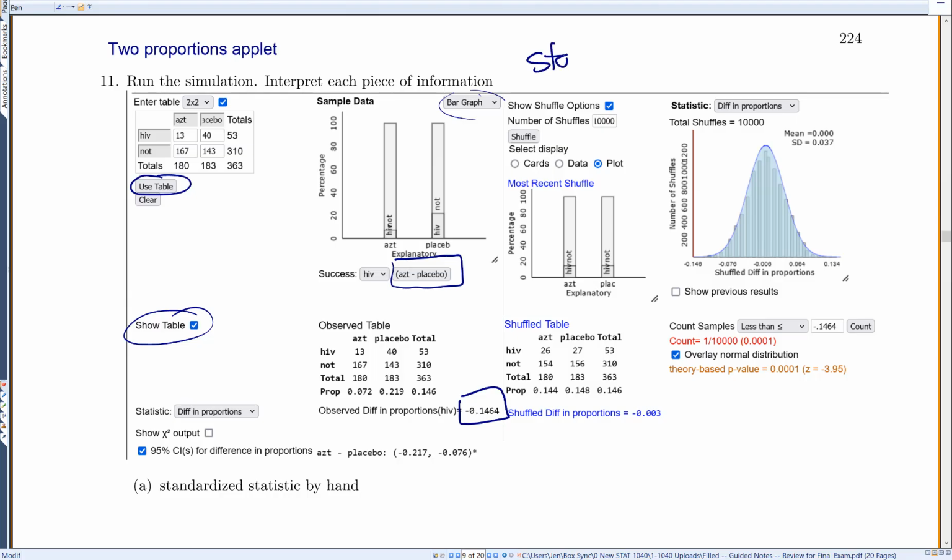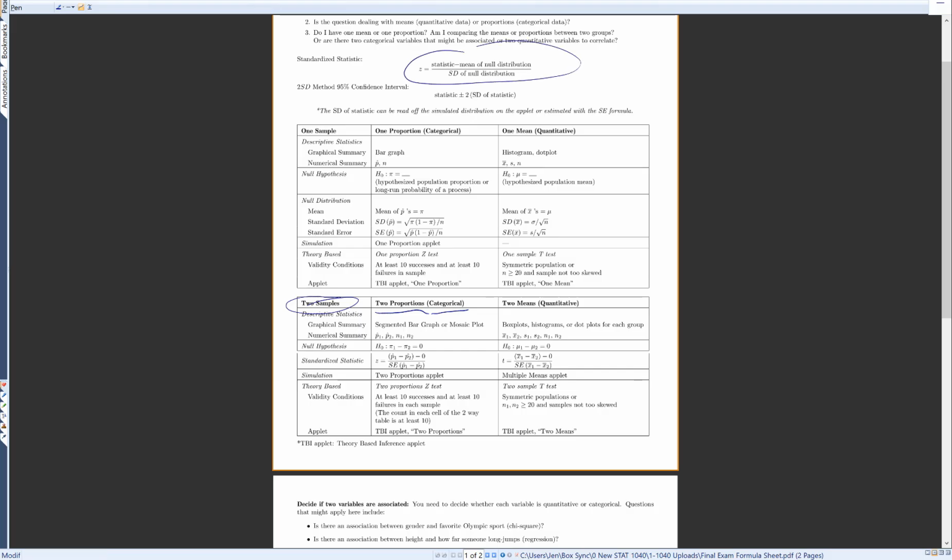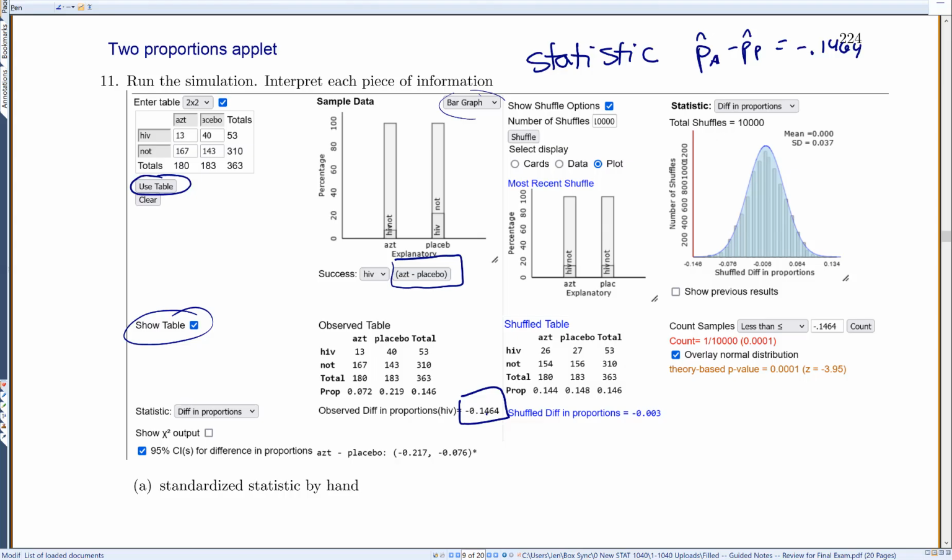So I didn't ask you, and I should have. Our statistic is, I think we're down the previous page, but p hat for the AZT group minus p hat for the placebo group gives me negative 0.1464. So that's your actual statistic. What though if you want to find your standardized statistic? So come back to your final exam formula sheet. You only have one formula for this, for anything you're going to do, where z equals your statistic minus the mean of the null distribution over the SD of the null distribution.